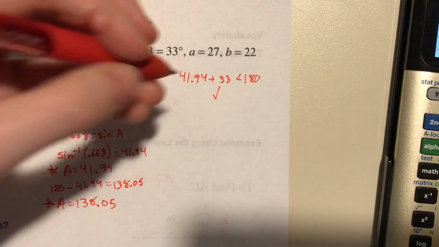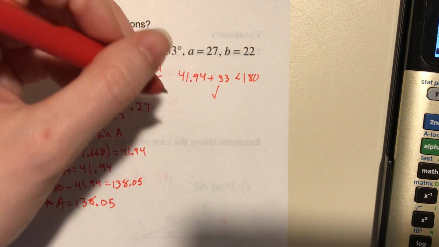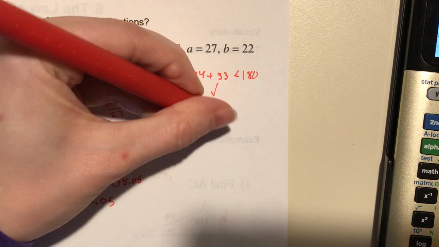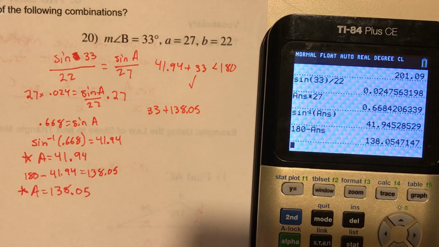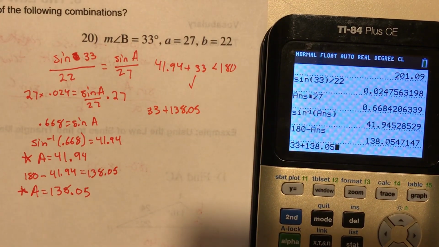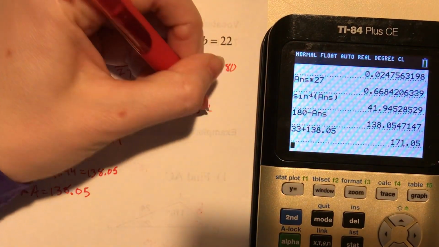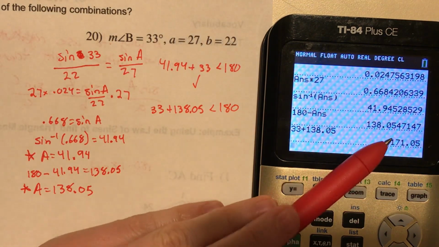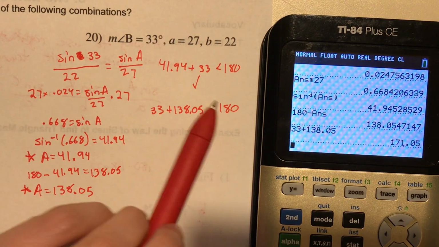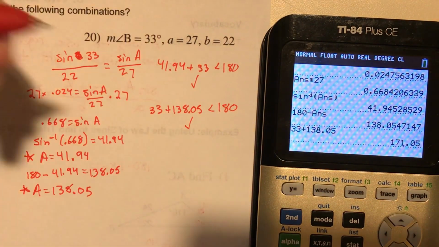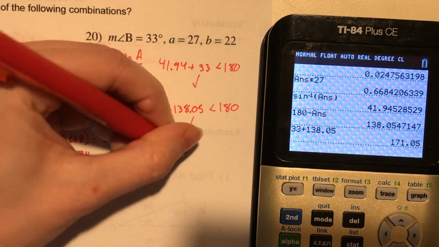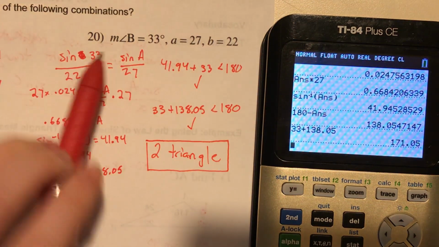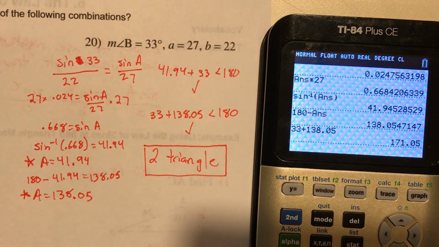Let's try 138.05. So if we've got the measure of angle B, so 33 plus 138.05, try that out. 33 plus 138.05, that's also less than 180. So the third angle in this triangle would be small because this adds to 171. It would be like 9 degrees, but it would still be there, and this would still be a good triangle that will work. So this makes 2 triangles. There are 2 possible triangles we can make out of this configuration of lines and angles.